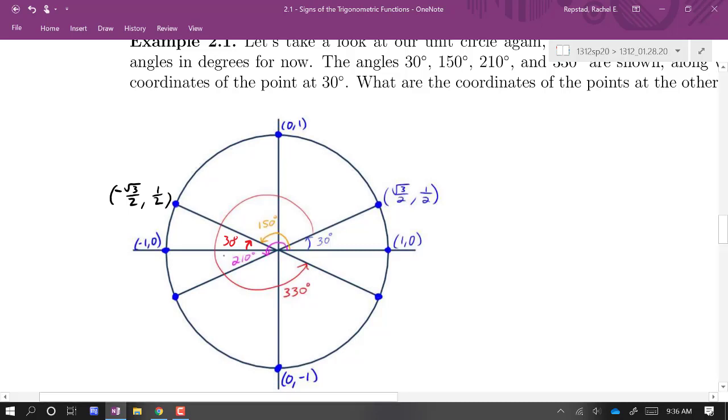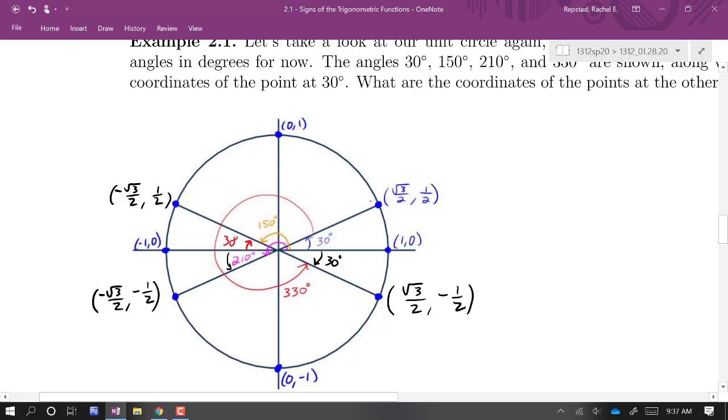At 210 degrees, well, that's just 30 degrees beyond the 180. What should the coordinates of this point be? Negative square root of 3 over 2, negative 1 over 2. Mm-hmm. And over in the fourth quadrant, 330 degrees, that's just 30 degrees down from the positive x-axis. And what should be the coordinates of that point? Square root of 3 over 2, negative 1 over 2. Yeah.